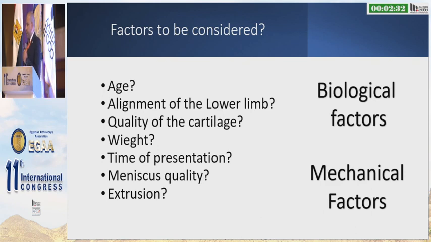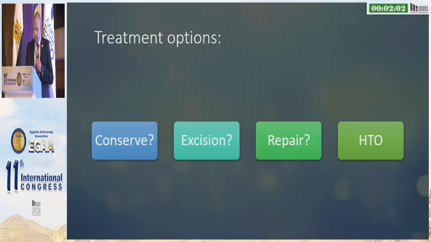The factors that have to be considered in a root tear of the medial meniscus are age. Young age is favorable for repair. Old age is closer toward a degenerative process. But age is not just a number, it is different for every person. Then alignment of the lower limb, quality of the cartilage, the weight of the patient and body mass index, the time of presentation, is it acute or chronic, the meniscus quality, and the amount of extrusion. So we have a biological factor and we have a mechanical factor.